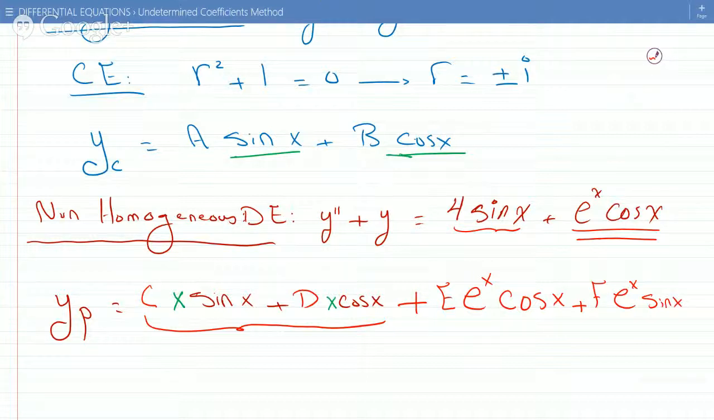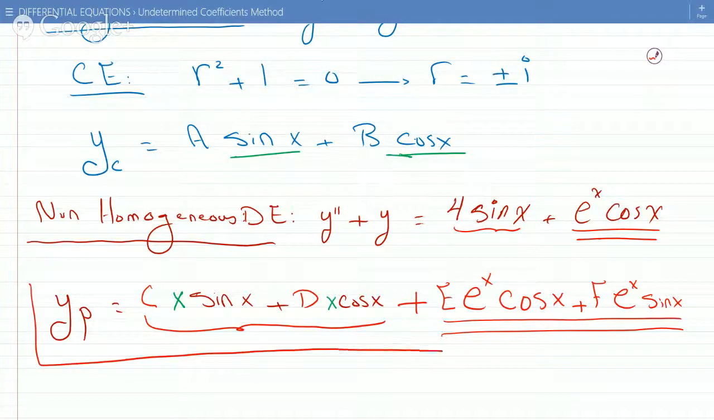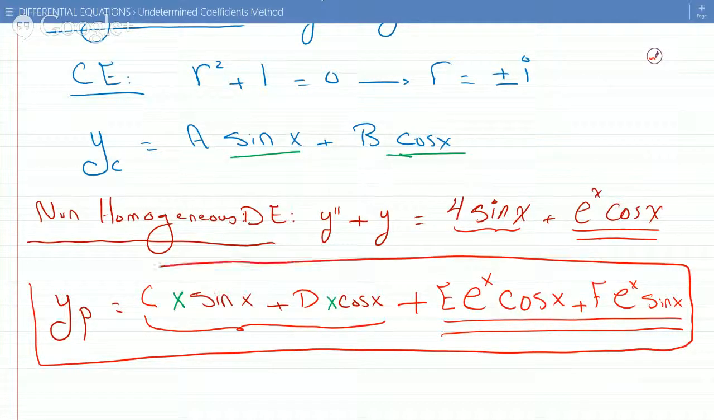So the e to the x cosine x will get you e to the x cosine x plus e to the x sine x. Now you look in the complementary and there's no e to the x cosine x. Neither is there e to the x sine x, so you're safe. There's no repetition on this. Okay? So your particular solution then will take this form: c x sine x plus d x cosine x plus e e to the x cosine x plus f e to the x sine x.